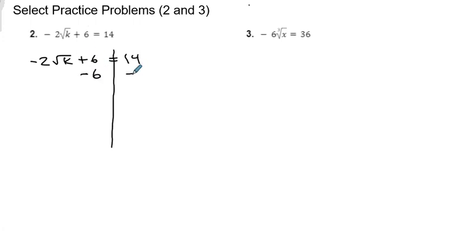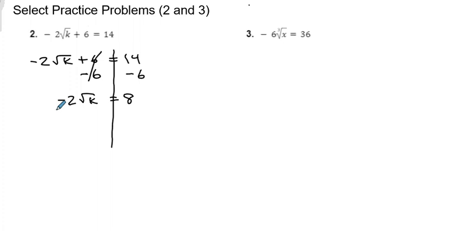You always do your adding and subtracting steps first. Get things collected, and most of these will be collected for you. Then you'll have some dividing, and then a squaring or a cubing or whatever step at the end. So you do that, these go away, and you get -2 times the square root of k equals 8.